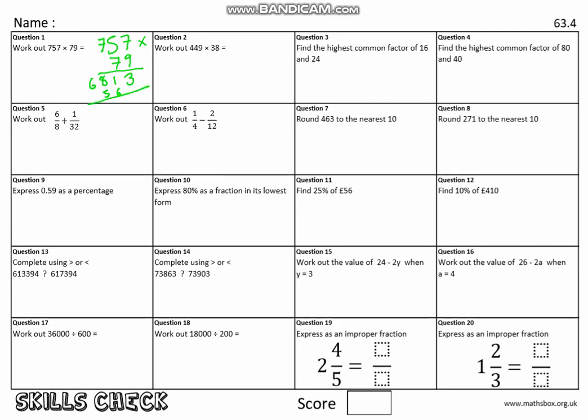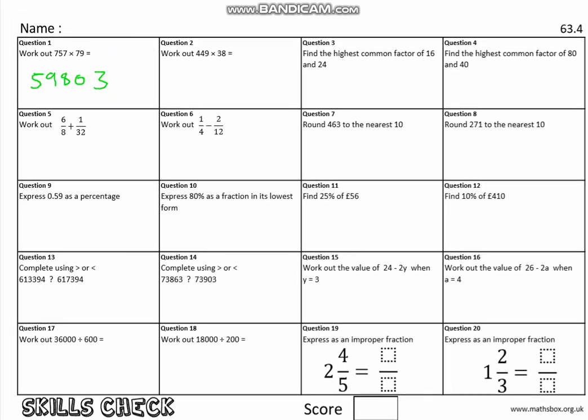Then for the next one, we've got to put our zero in, so we're working in the tens column. So 7 sevens are 49, so we write that like this, 49. 7 times 5 is 35, plus the 4 is 39. And then 7 times 7 is 49, plus the 3 is 52. So now all we need to do is add those two together and we'll have our answer. Okay, so I added them together and I got 59,803. So that's our answer there.